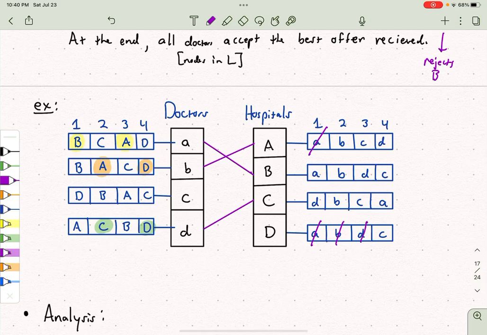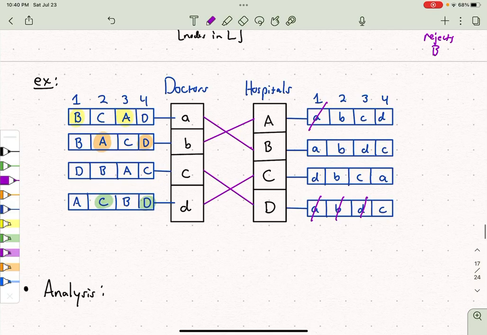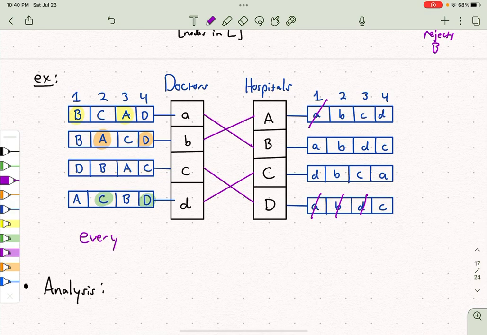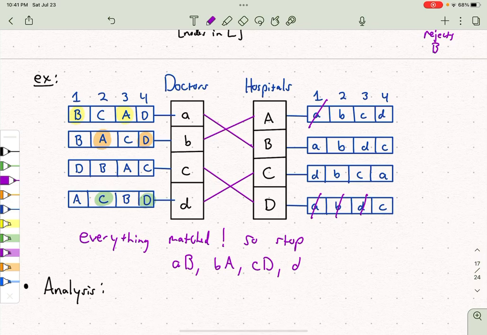So at the very end, its only option is C. So D will match with C. And C has no other offers, so it has no choice but to accept. And at this point, everything's been matched. And so we stop. And that's the final matching we output: AB, BA, CD, and DC.